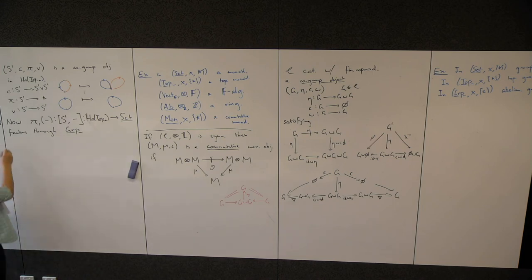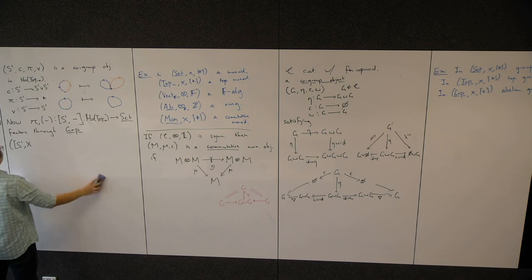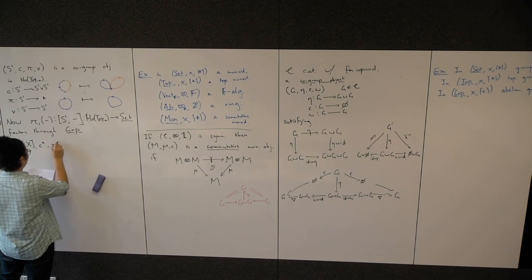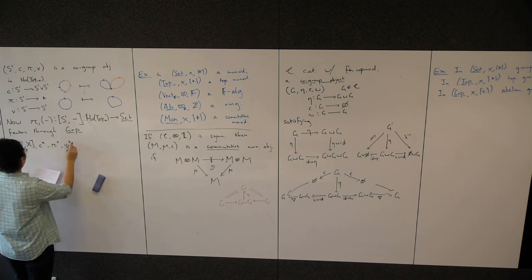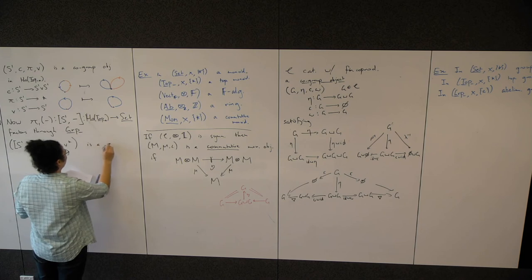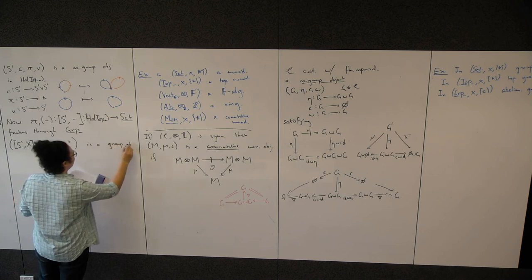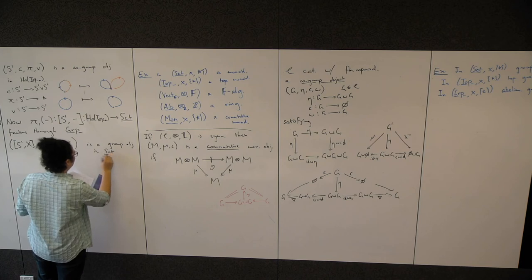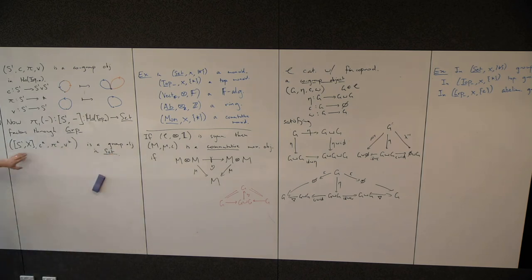And it does so because S1 with C star, pi star, V star is a group object in set. So it's a group. So this is a group object in set. And we can see this via one of the diagrams. So we want to show, say, associativity, that this thing satisfies associativity.